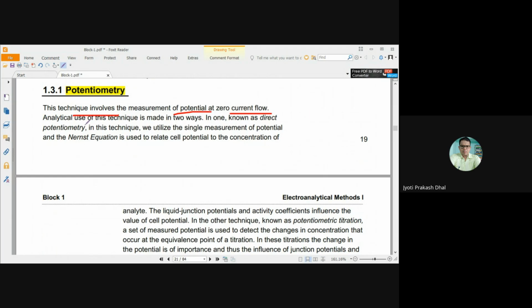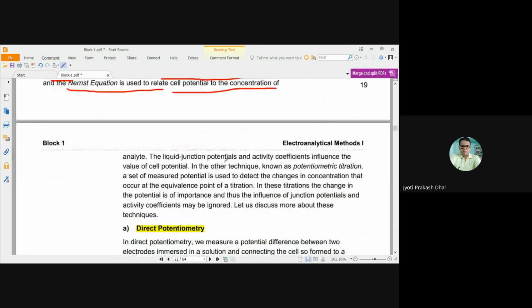The analytical use of this technique is made in two ways, the first known as direct potentiometry. In this technique, we utilize a single measurement of potential, and the Nernst equation is used to relate the cell potential to the concentration of the analyte.